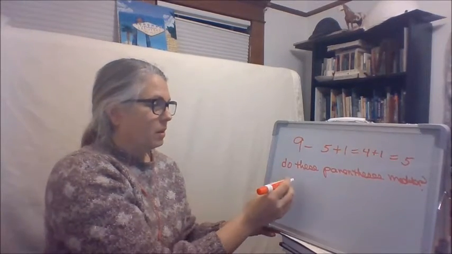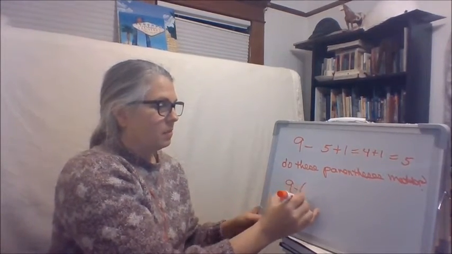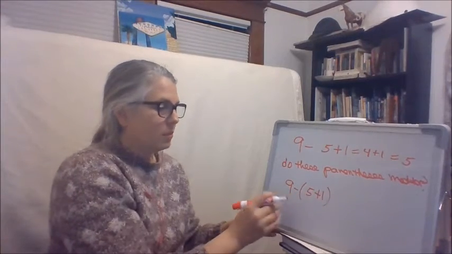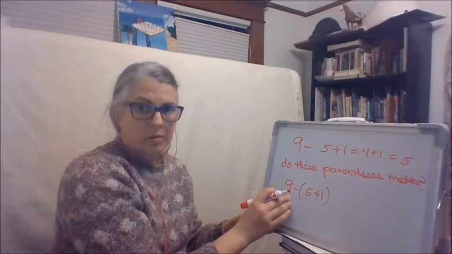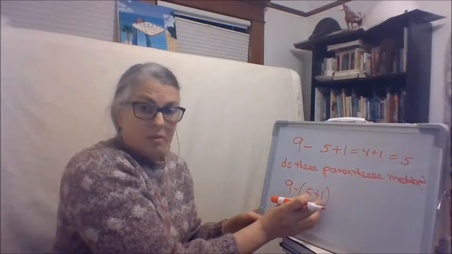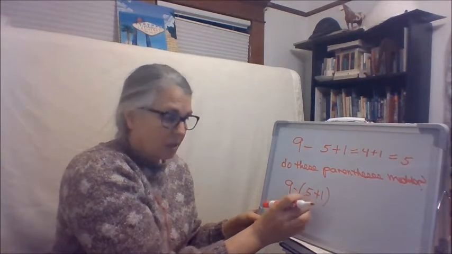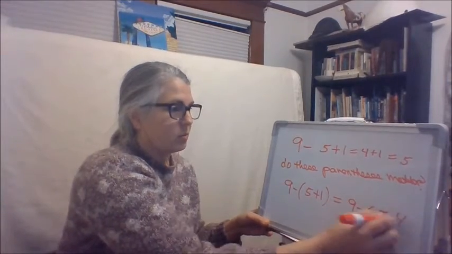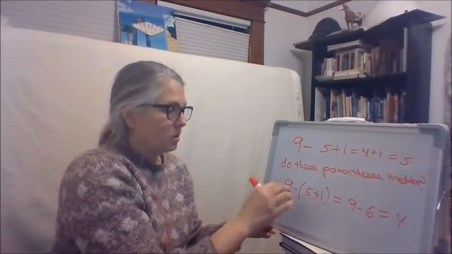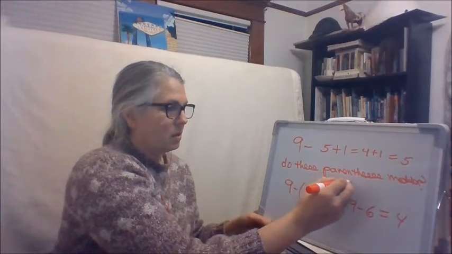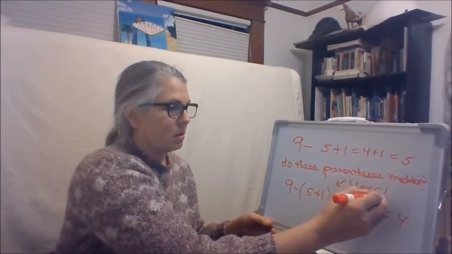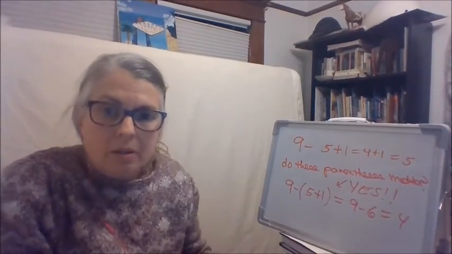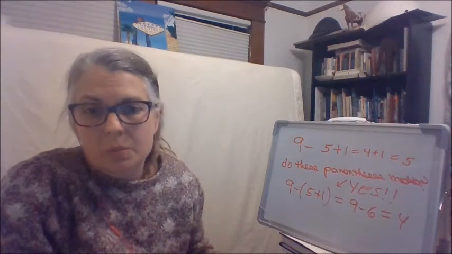But if I had 9 minus 5 plus 1, what actually happened? I had $9 in my purse. We grouped 6 of those dollars together, and then we removed them. So it's 9 minus 6, and that equals 4. So those parentheses, these parentheses right here, yes, they absolutely do matter. If you erase them, you're going to get an expression that is not equivalent to your original expression.